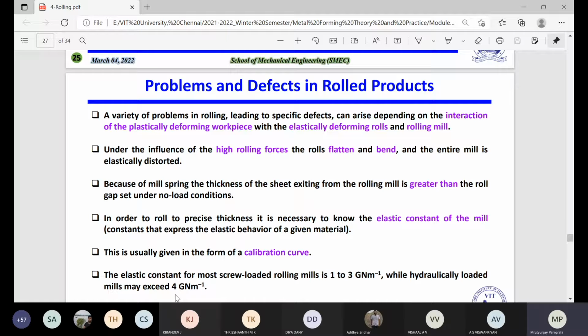For example, the elastic constant for most screw-loaded rolling mills is around 1 to 3 giganewton per meter, while hydraulically loaded mills may exceed 4 giganewton per meter. These are some examples from the company data, and this you normally get, or find, from the calibration curve, right?